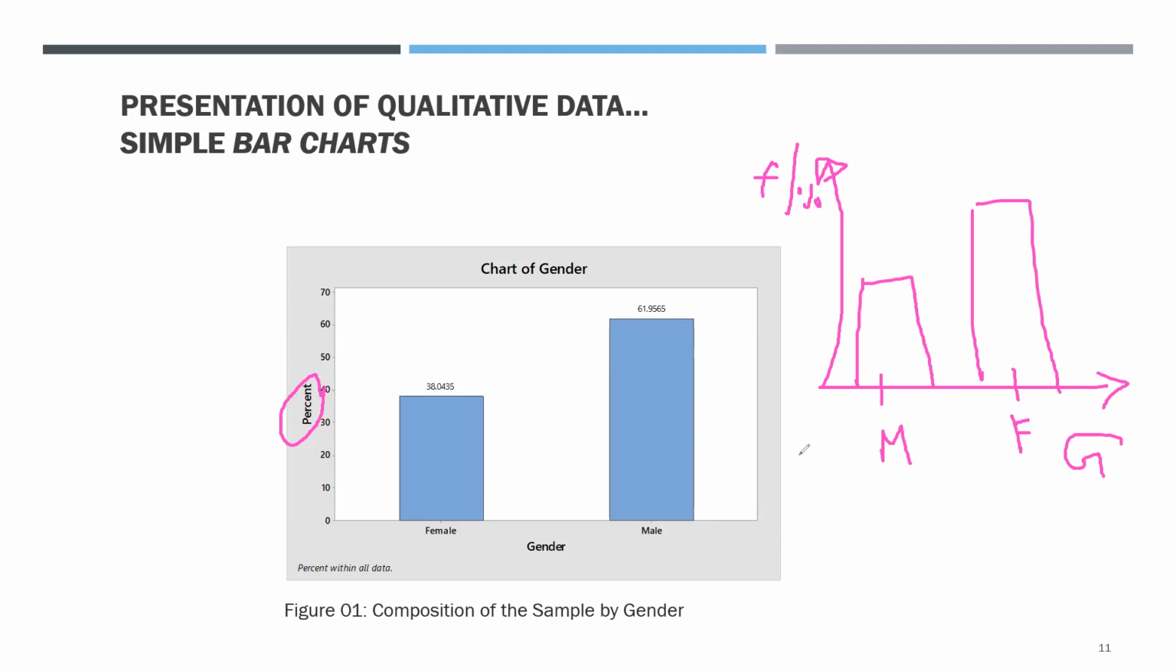This is not a rule, but as a practice, if you have lots of categories for your categorical variable, it's better to come up with a bar chart instead of a pie chart.